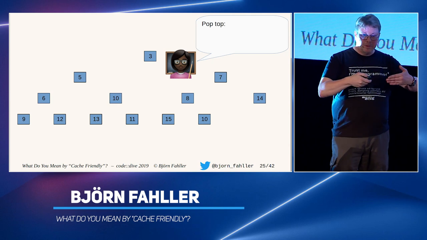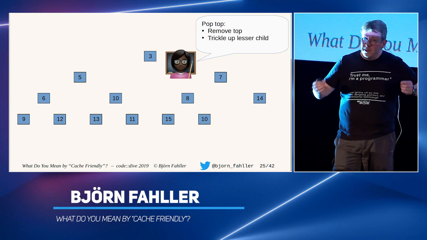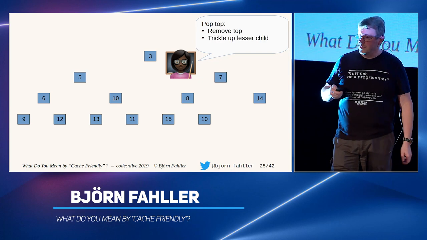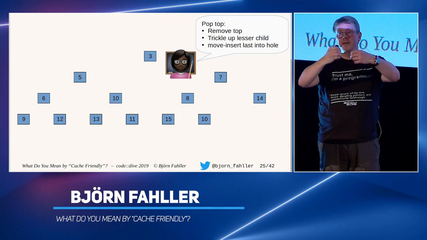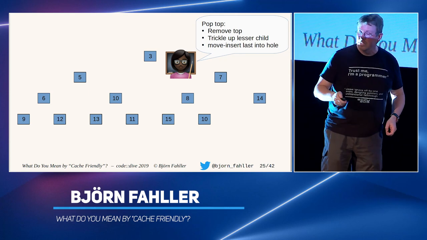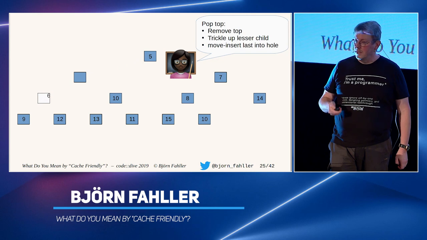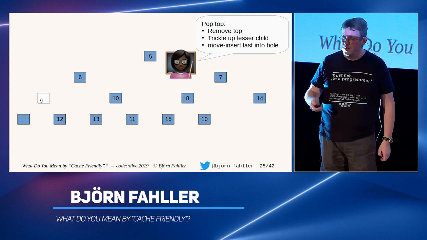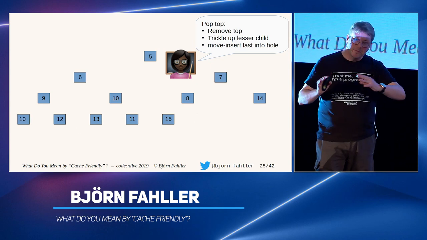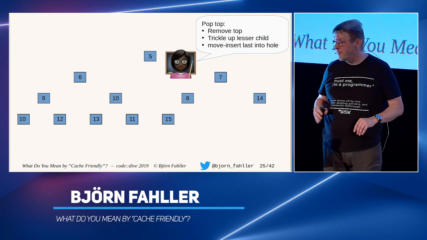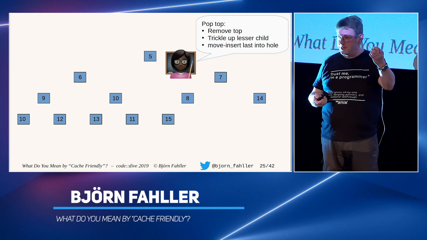And then popping the top. The top is always the first element, the lowest element. So we just remove it and trickle up the child that is lesser until there is no child to trickle in anymore. Then we can take the last element and chuck it in that hole and maybe trickle it up towards the root if necessary. So remove the top. The lesser child is 5, so move it there. 6 is the lesser one, 9 is the lesser one, and then we can move 10 into that spot, and we remove this hole. And therefore, it's always perfectly balanced. And it's partially sorted, but that means that we always have the smallest element at the top.